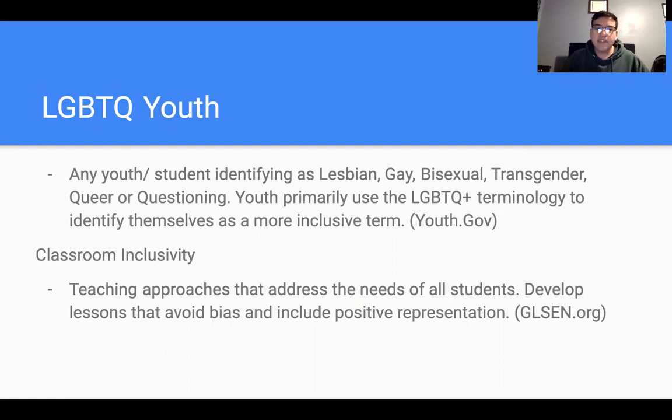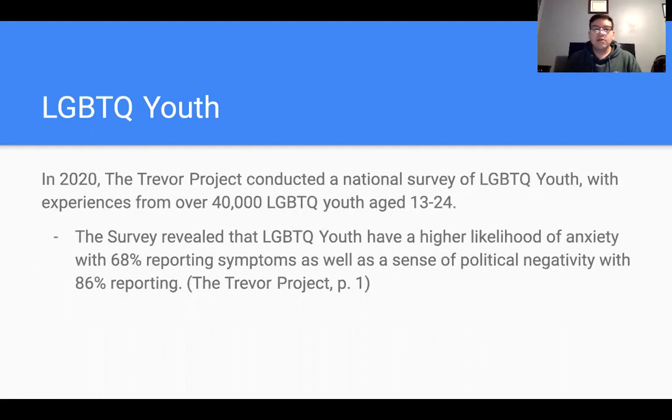Classroom inclusivity is teaching approaches that address the needs of all students and developing lessons that avoid bias and include positive representation. So in 2020, the Trevor Project conducted a national survey of LGBTQ youth with experiences from over 40,000 youths aged 13 to 24. And the survey revealed that these youths have a higher likelihood of anxiety, with 68% reporting symptoms, as well as 86% reporting that the United States political climate is sort of negative towards the community.